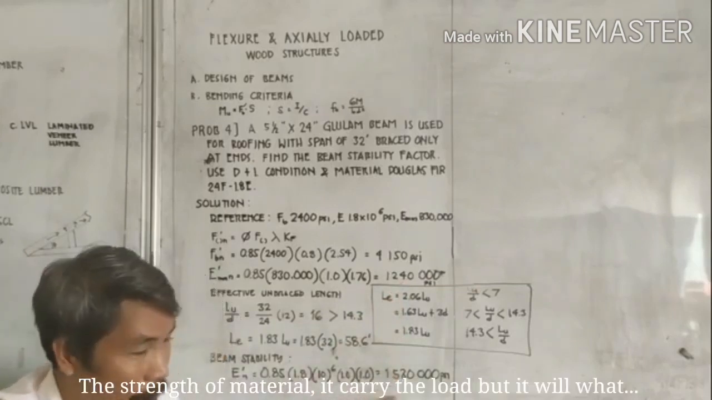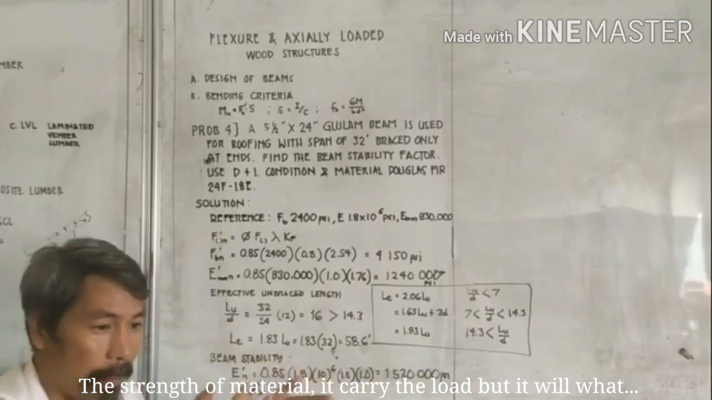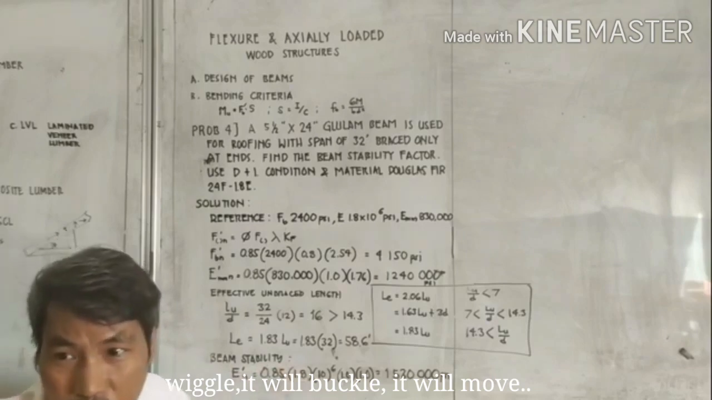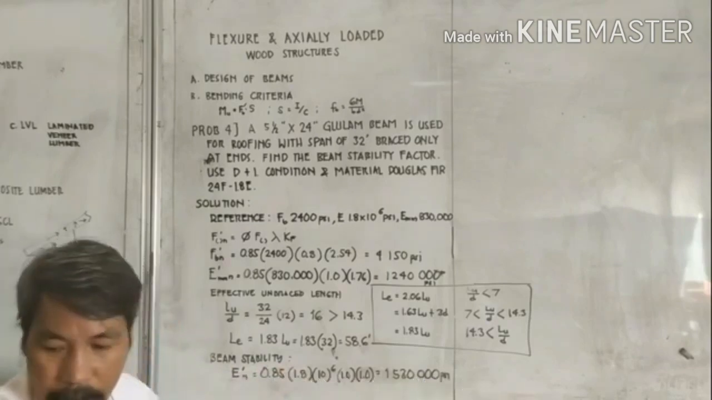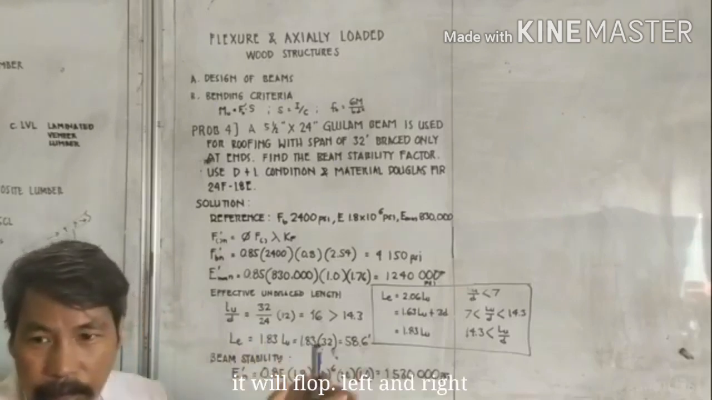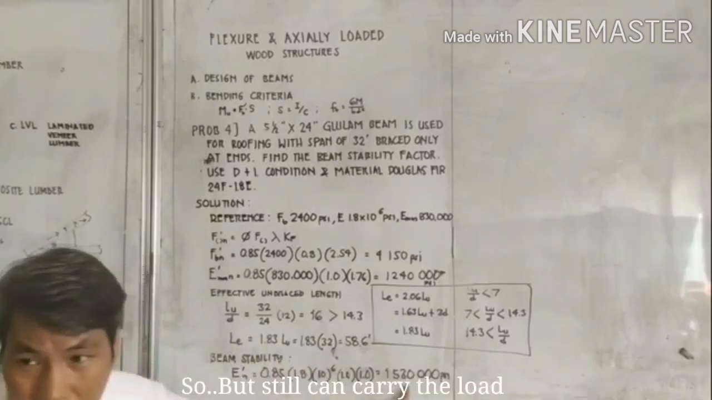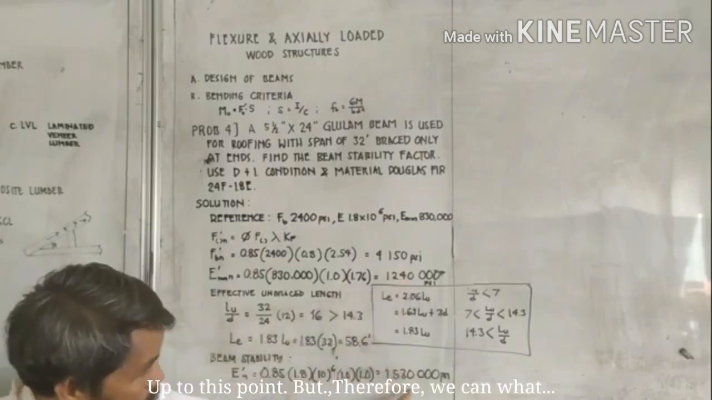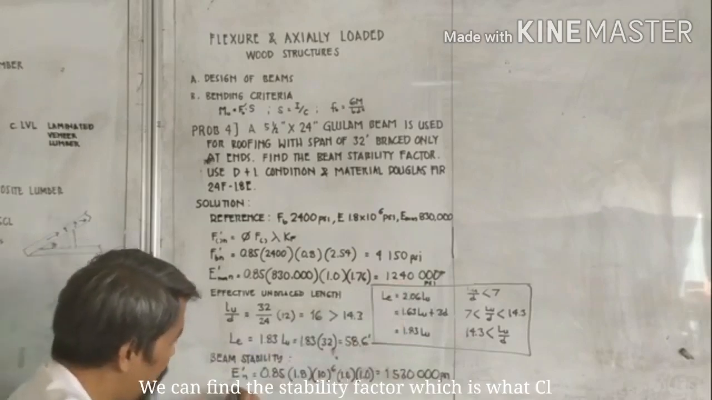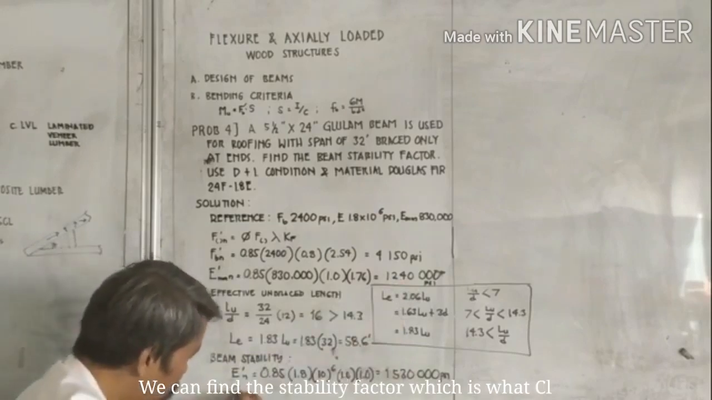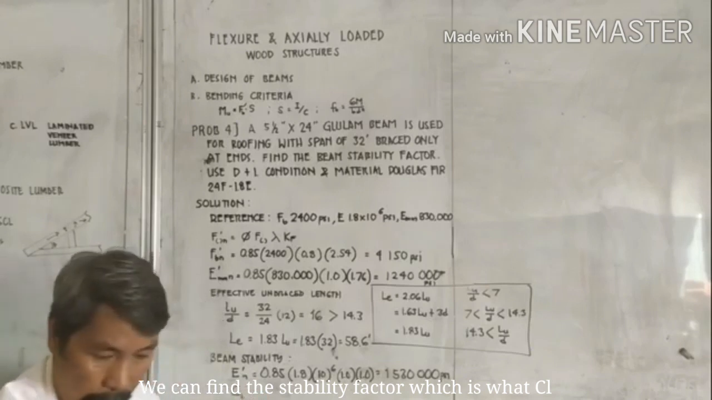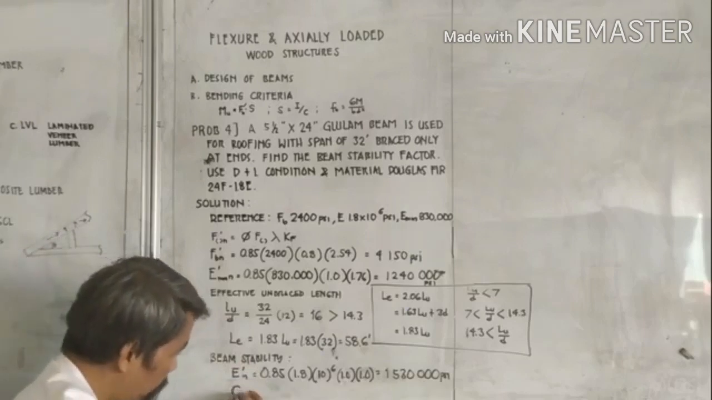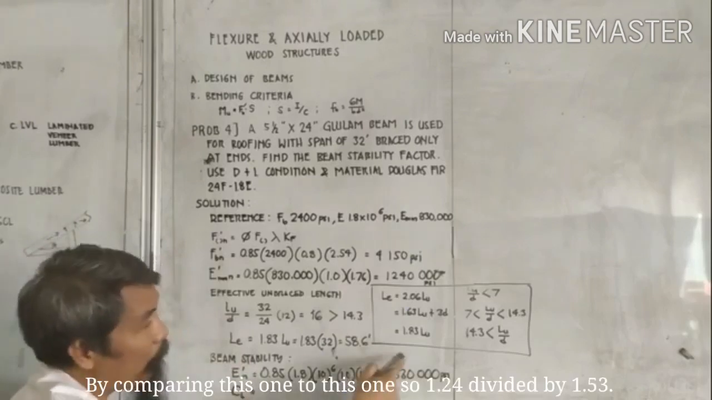The strength of material can carry the load, but it will buckle, it will move. It's like it will flap left and right. But still, it can carry the load up to this point. So therefore, we can find the stability factor, which is CL. CL is the stability factor, by comparing this one to this one.